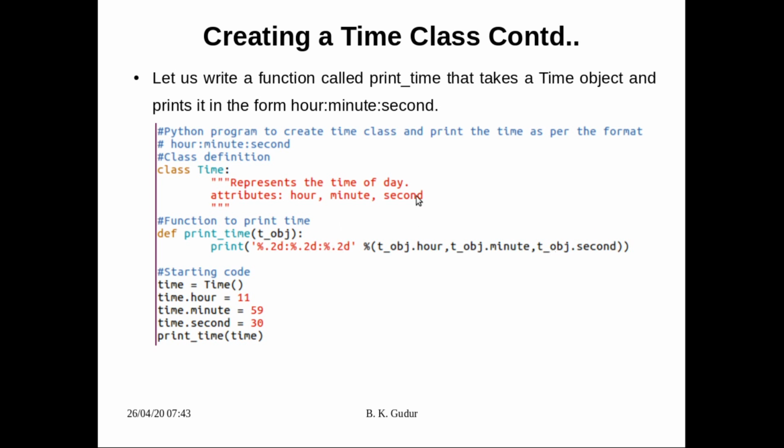To use this function and class, here is the starting code. Initially we are going to create a Time object by using the Time function. time.hour is 11, time.minute is 59, and time.second is 30. Then print_time should print the time in this format. To see how this function gives its output, let us type this program and see the result.